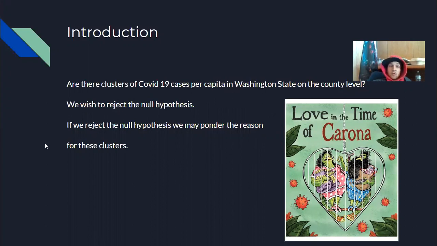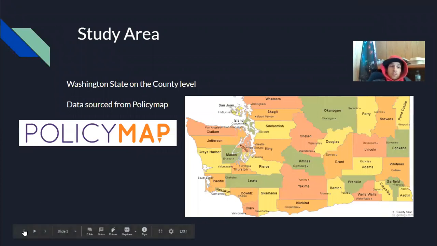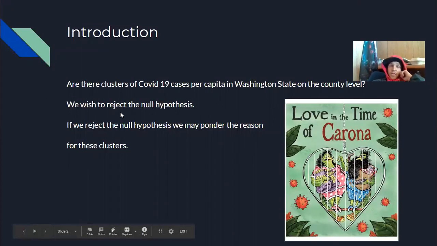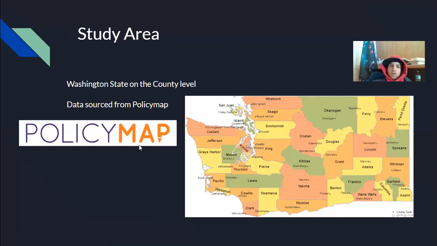We want to reject the null hypothesis, which is what would be true if it was up to random chance. The null hypothesis says that there is no clustering, that it's random chance that this is happening. If we reject the null hypothesis, we ponder the reason for these clusters. What are the reasons for these clusters? Is there some sort of social thing happening? Is it because of geography? Is it because of certain political aspects? What's going on?